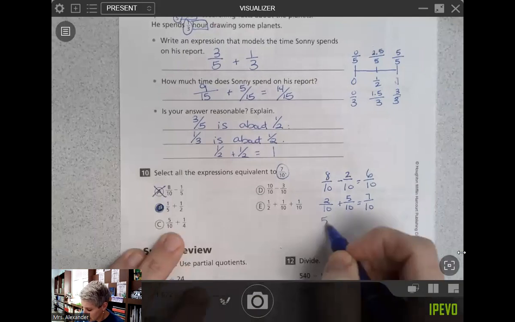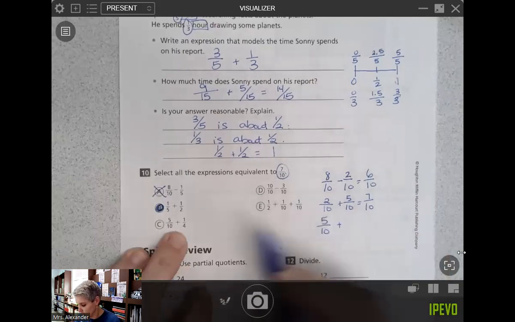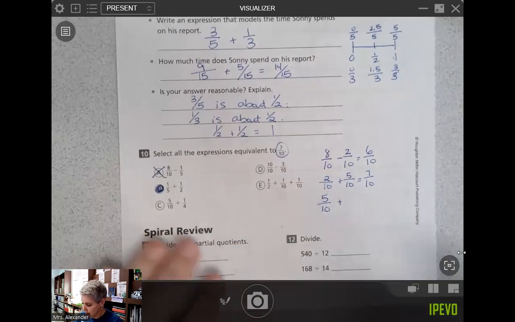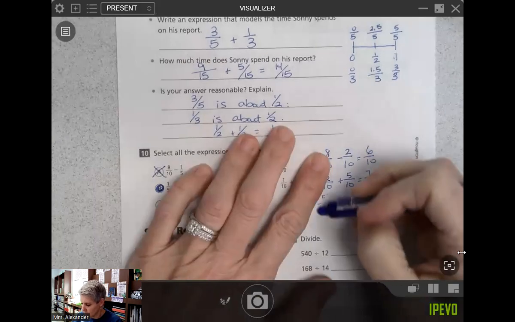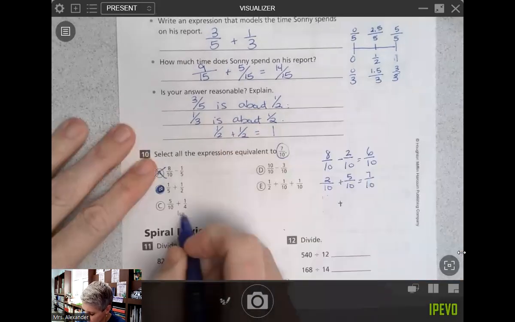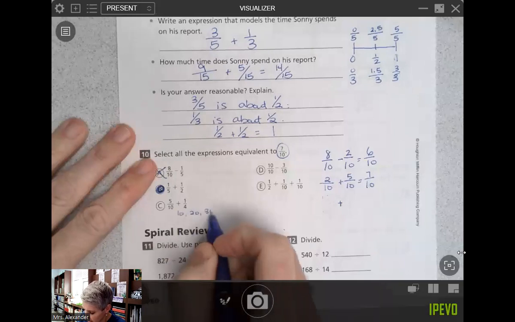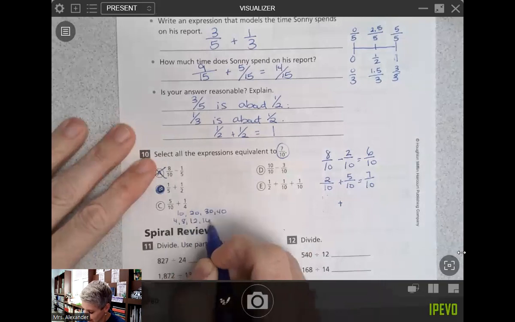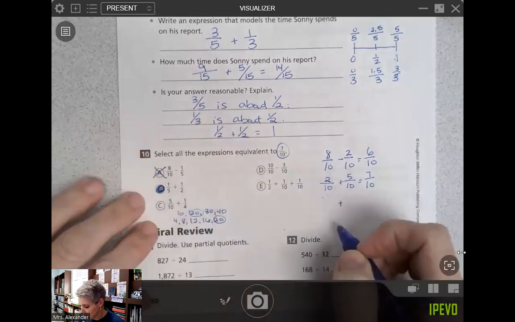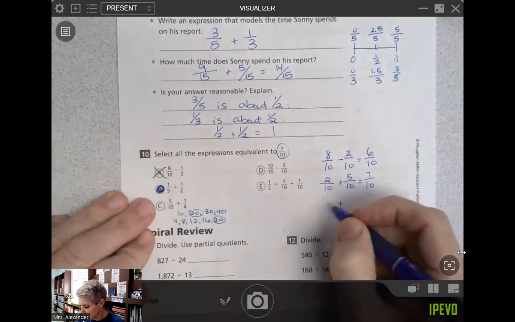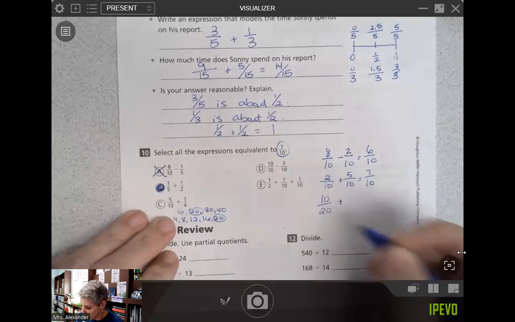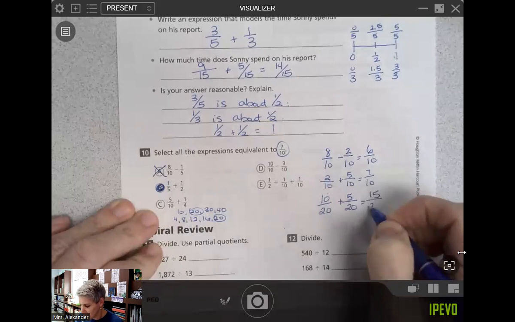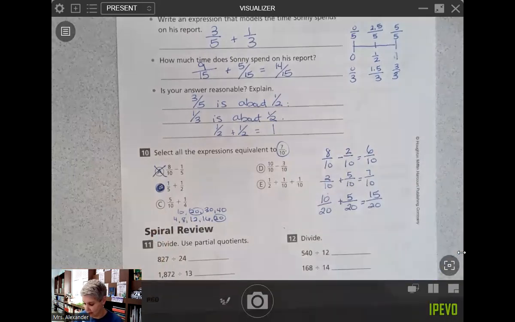5/10 plus 1/4. I can't get to 10 if I'm using fourths, so I need to list out some multiples before I write that. I'll have 10, 20, 30, 40, and 4, 8, 12, 16, 20. All right, so we need 20ths here. For 5/10, I'm going to have 10/20. For 1/4, I'm going to have 5/20, which is going to give us 15/20, which is not 7/10. So we'll cross that off.